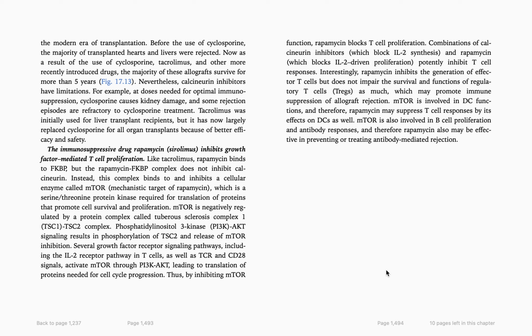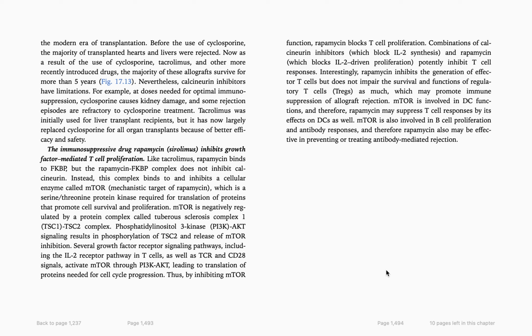Nevertheless, calcineurin inhibitors have limitations. For example, at a dose needed for optimal immunosuppression, cyclosporin causes kidney damage, and some rejection episodes are refractory to cyclosporin treatment. Tacrolimus was initially used for liver transplant recipients, but it has now largely replaced cyclosporin for all organ transplants because of better efficacy and safety.